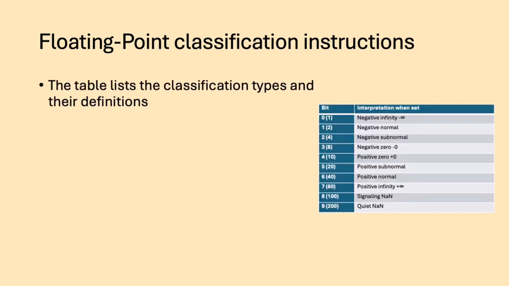So here we have a table listing these classification types and their definitions and the bit fields. So negative infinity is when bit 0 is set. Negative normal is when bit 1 is set. Negative subnormal, you can see there, and so on all the way through right up to quiet not a number.